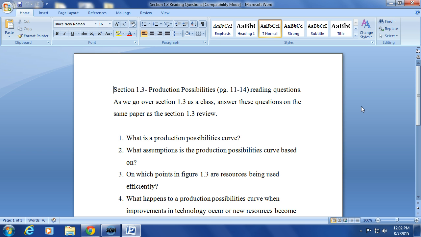So remember, on your piece of paper, name, date, period, upper right hand corner, you're going to go ahead and label this piece of paper section 1.3 production possibilities reading questions. And then we're going to go ahead and answer these 4 questions together. So we're reading pages 11 through 14. We're going to go over the section together. We answer these 4 questions completely.